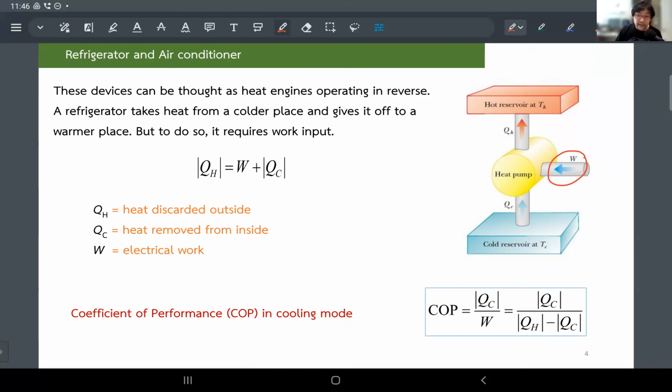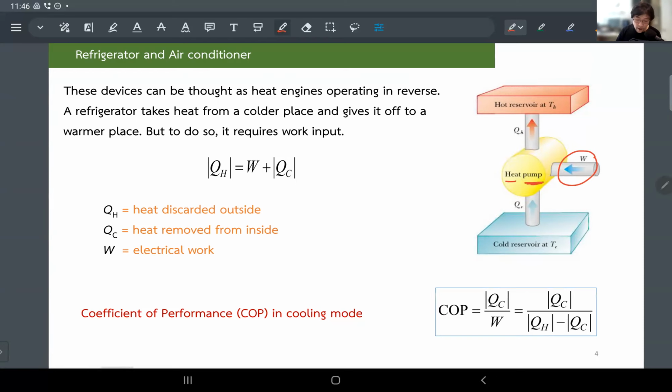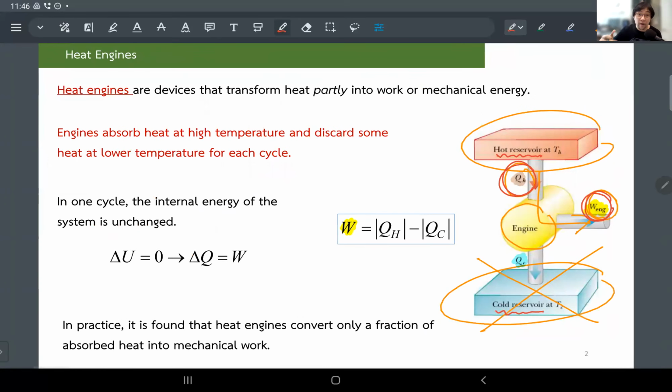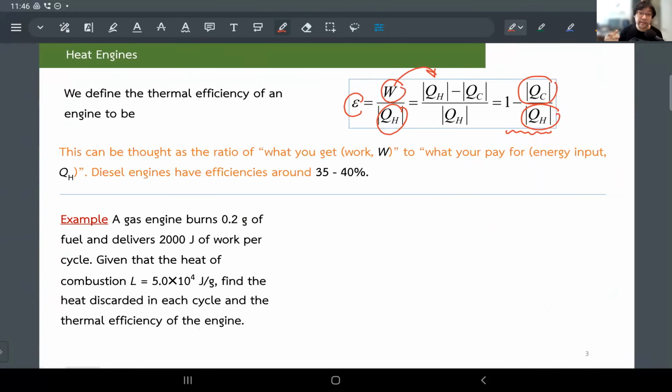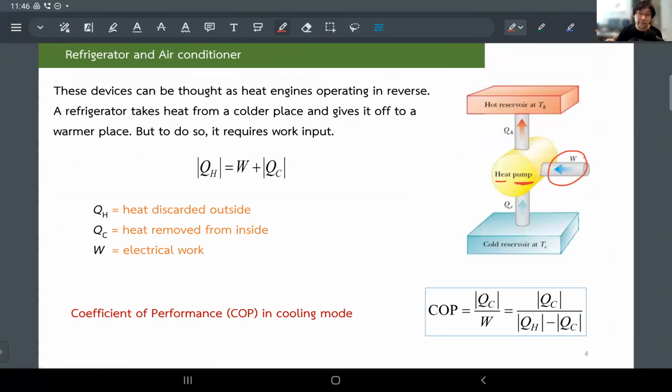Make sense? Because this device or engine tries to do something opposite to the natural flow, we name it the heat pump. It's just like a water pump. The water tries to flow from high to low. When you want to bring the water from low to high, you use a water pump. Same thing over here. The heat tries to flow from hot to cold, but when you want to bring the heat from cold to hot, you bring in the heat pump.